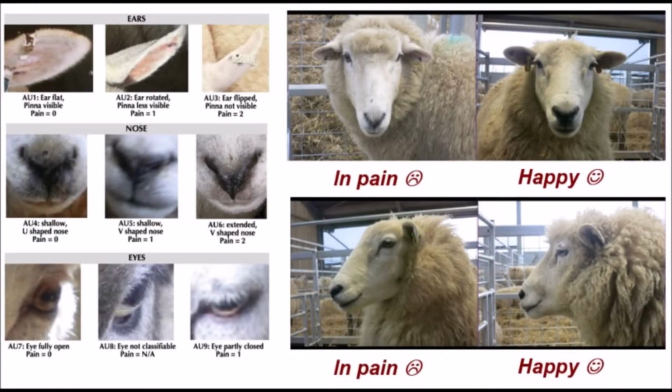Similarly, we can code animal facial expressions in some measurable action units using grimace scales. For example, when the sheep is in pain or distress, we can see clear signs on the face, such as a V-shaped nostril, tightened cheeks, closed eyes, or flipped ears.